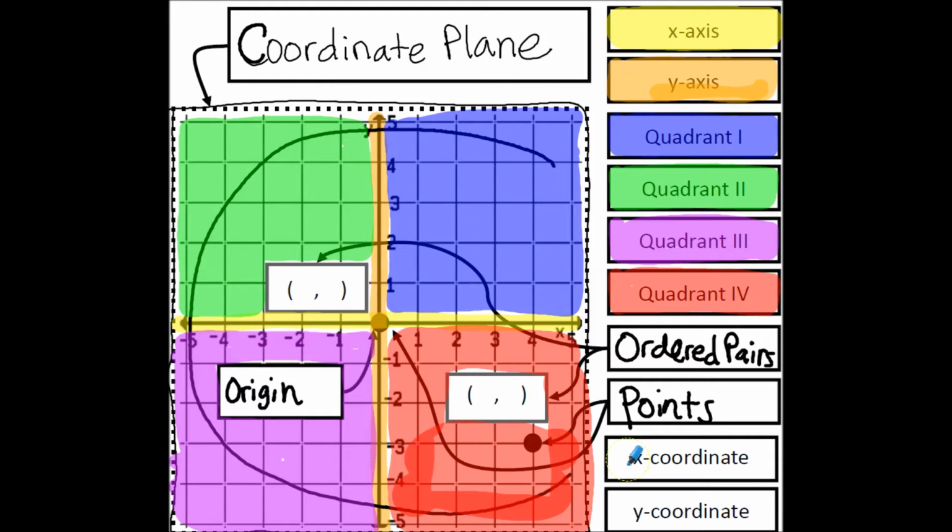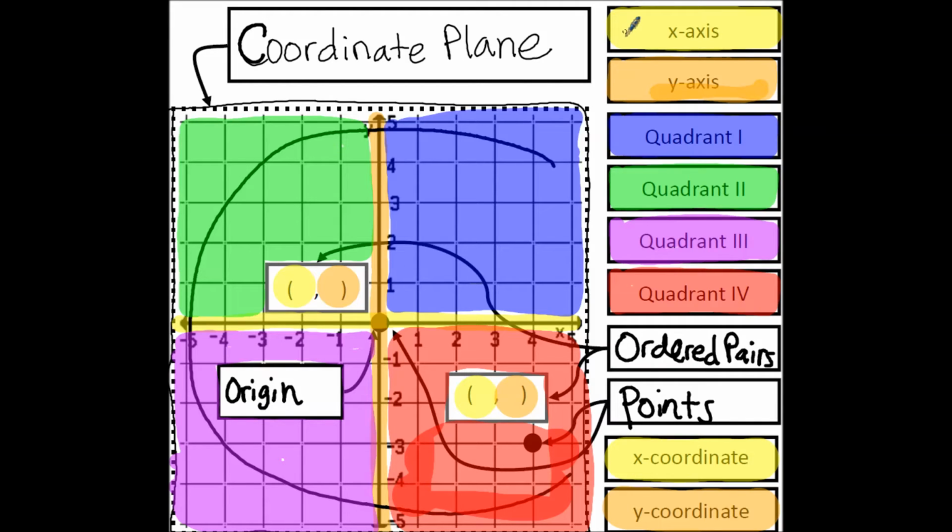If we're looking at those ordered pairs, the order matters because the first coordinate, the first number, is always going to be the x-coordinate. So we're going to color that in the same color as the x-axis because the x-axis is going to tell us what that x-coordinate actually is. And the y-coordinate is the same color as the y-axis because we're looking at the y-axis to see what coordinate that is.